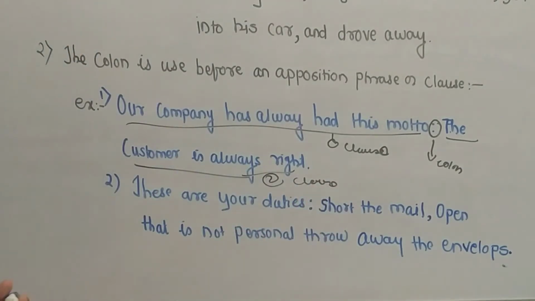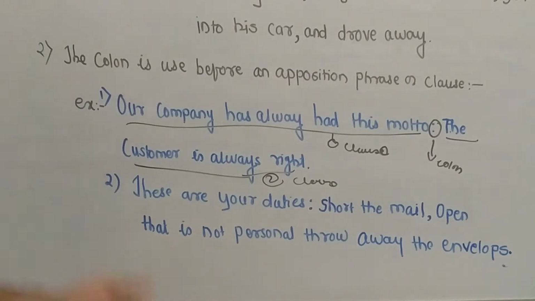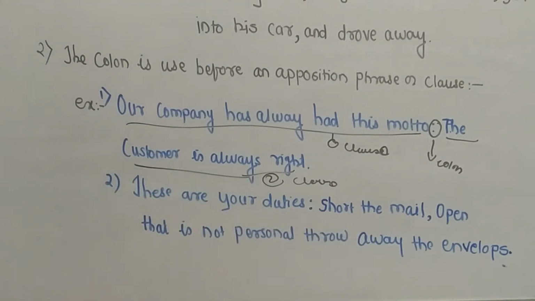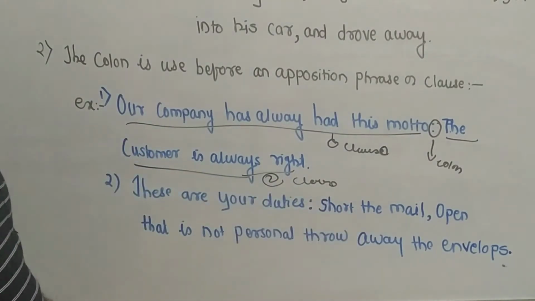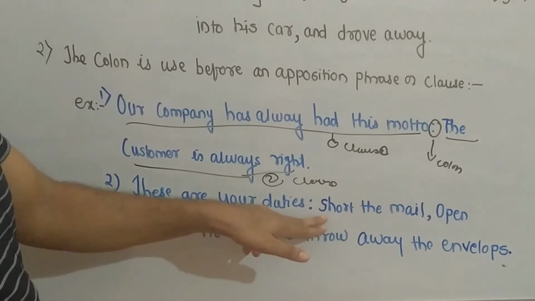Now see the next example. These are our duties. So which are these duties in any company? Every person has divided, separate work, different types of work. In the school, in the companies, there are different types of work. So in the company these are your duties. Sort the mails. Different types of mails we receive, some about medicines, some about schools, some about different companies. So sort the mails.